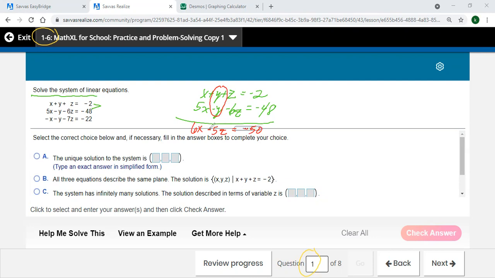Eliminating a variable, getting it down to two equations with two variables. And then I can get another equation where I have 6x and 5z. I don't think I'm going to have to do that on this one because I kind of was looking ahead, but just reminding you, that's how you can eliminate variables.